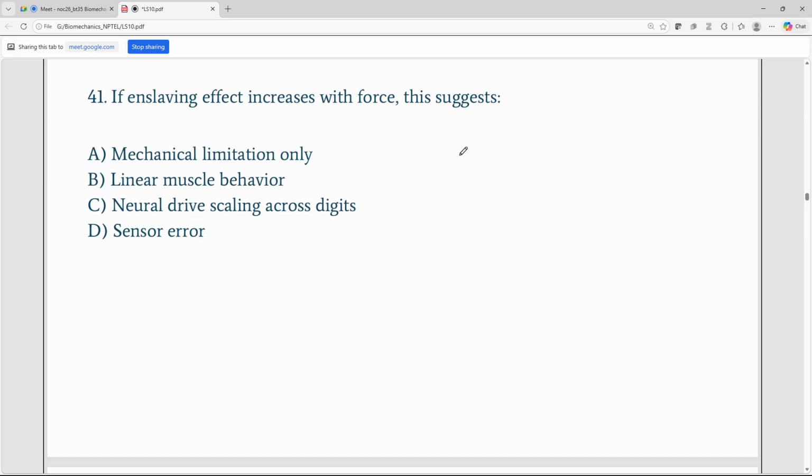Next question. Enslaving effect increasing with force suggests which among the following? Options are option A, mechanical limitation only. Option B, linear muscle behavior. Option C, neural drive scaling across digits. Option D, sensor error.